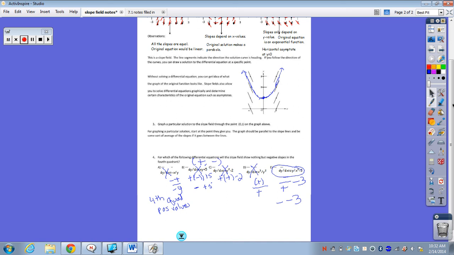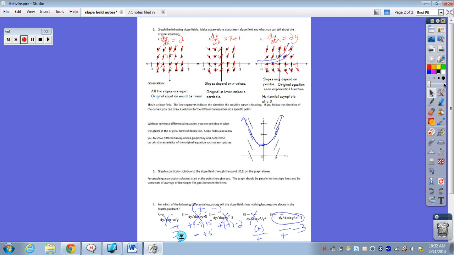So tomorrow or whenever we have class next, we're going to practice a lot more with slope fields, but this will give us more time to practice in class since you watched the lesson.